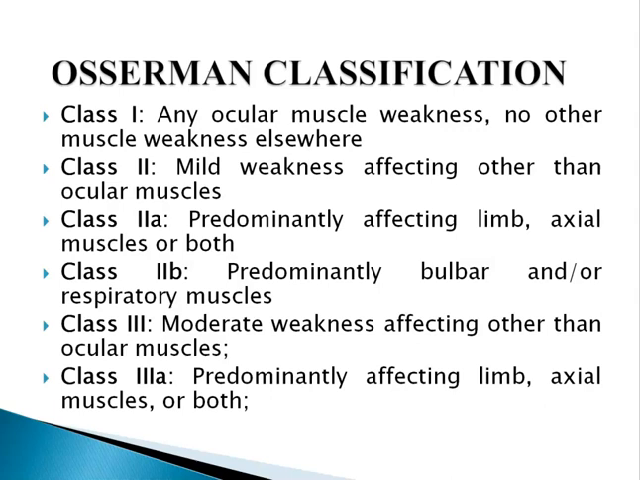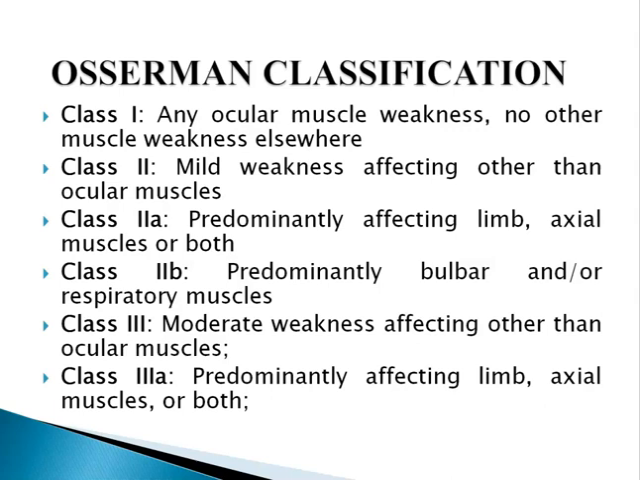Class 2 includes mild weakness affecting muscles other than the ocular muscles. Class 2A predominantly affects the limb, axial muscles or even both. Class 2B predominantly affects the bulbar and the respiratory muscles, or sometimes bulbar or respiratory muscles.